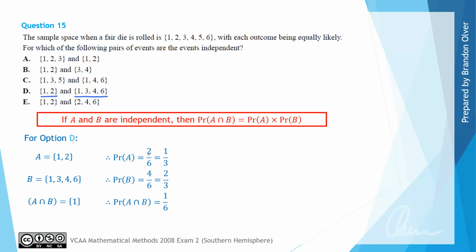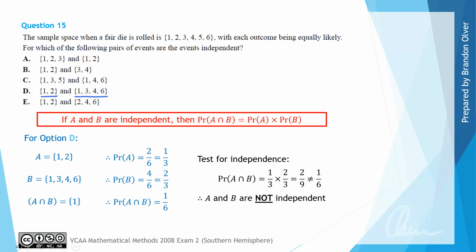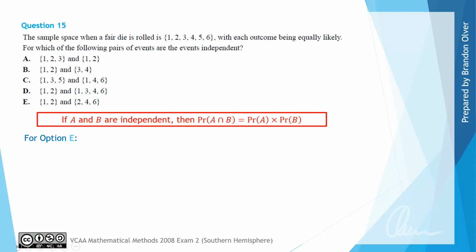So the probability of A is 2 outcomes out of 6, so it's a third. Probability of B is 4 outcomes out of a total of 6, so that's 2/3. And A intersecting B is 1 outcome out of a possible 6, so it's 1/6. And then we test for independence, and 1/3 times 2/3 equals 2/9, which is not equal to 1/6, so A and B are not independent. So that leaves us with option E, which hopefully I'll be able to show are independent.